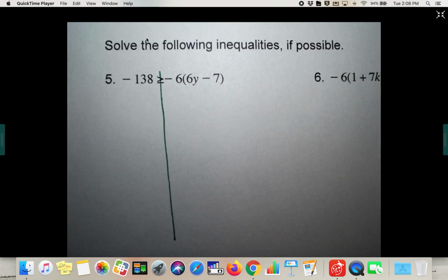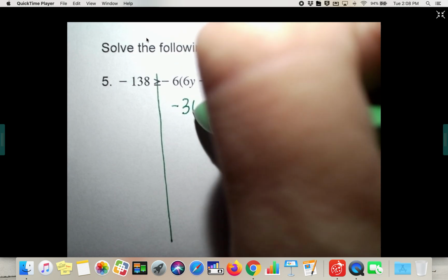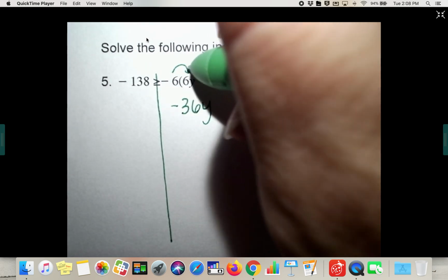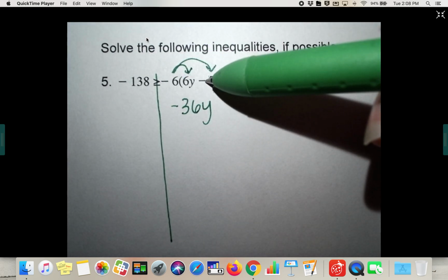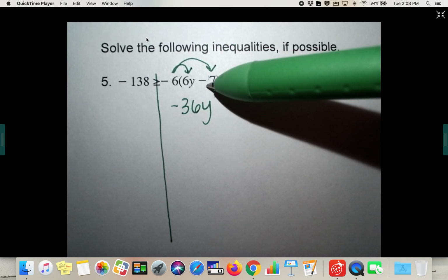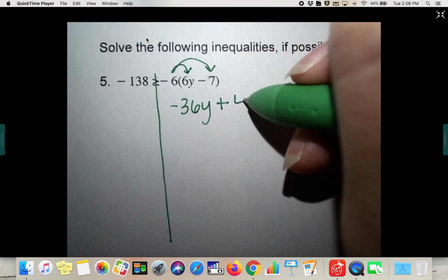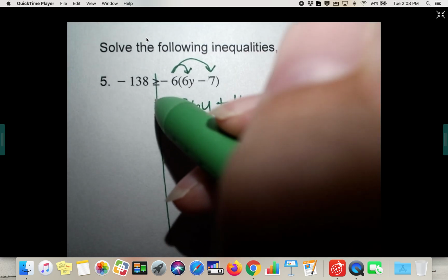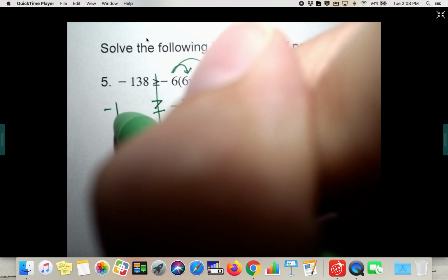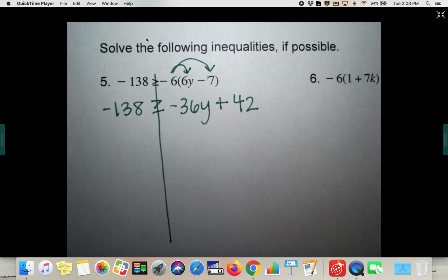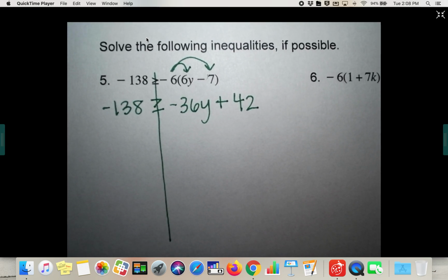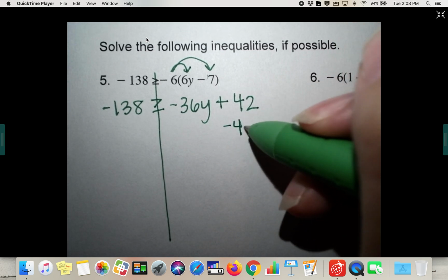Negative 6 times positive 6y is negative 36y. Negative 6 times negative 7, be sure you know that's a negative times a negative, so it's going to be a positive 42, I believe. And then bring down your negative 138 on the other side. Next step, you would subtract 42 on both sides.